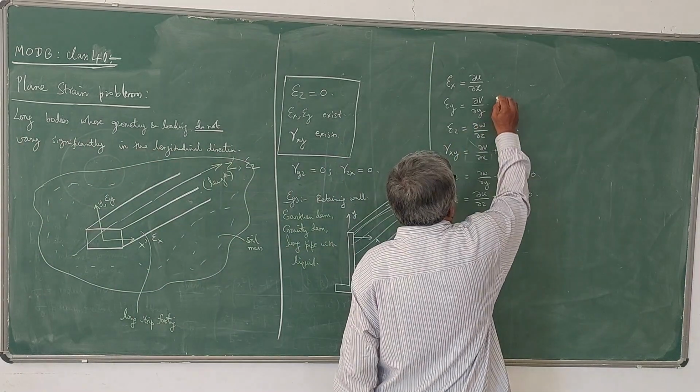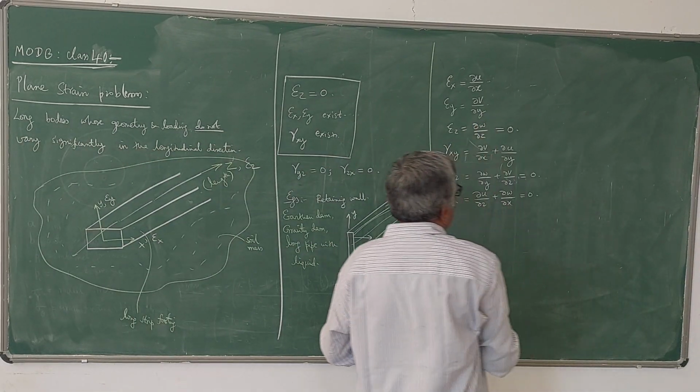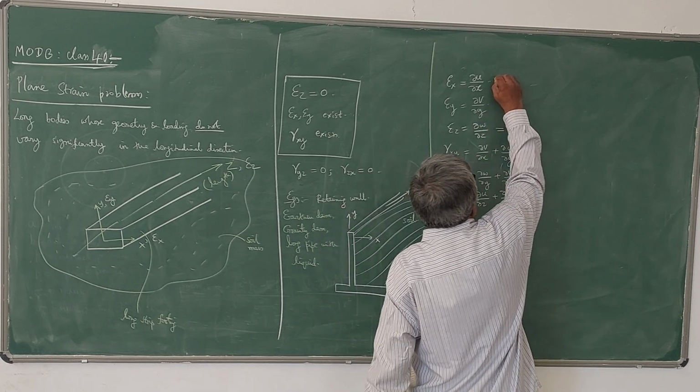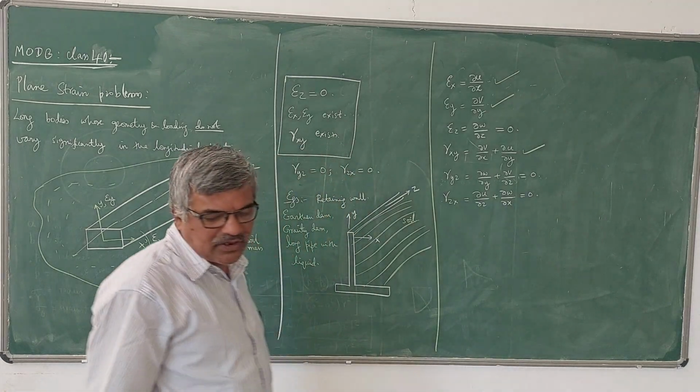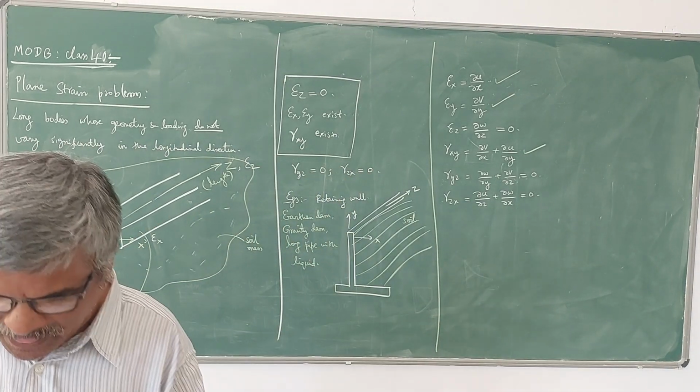Out of 6 strain components, in the case of a plane strain problem, this will exist, this will exist, and this will exist. Only these 3 will exist. The other strain components will be 0.